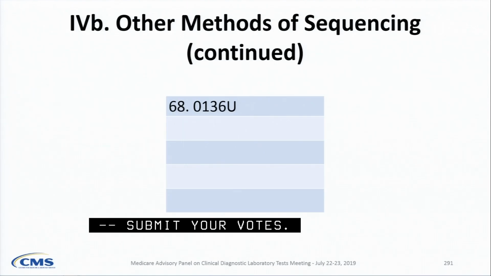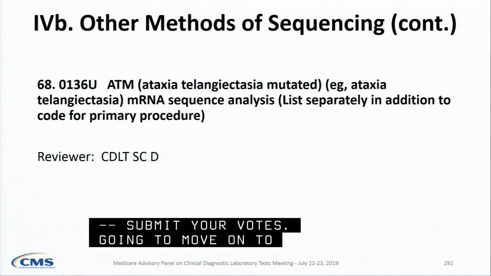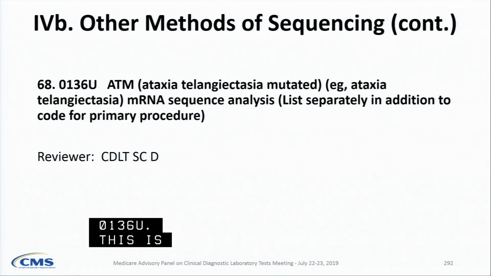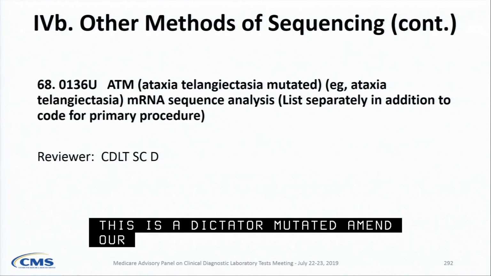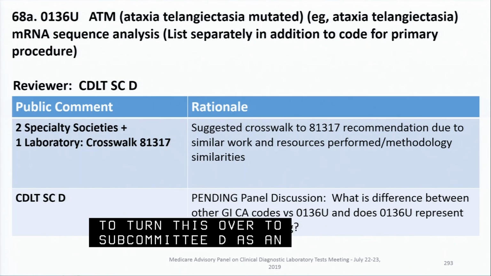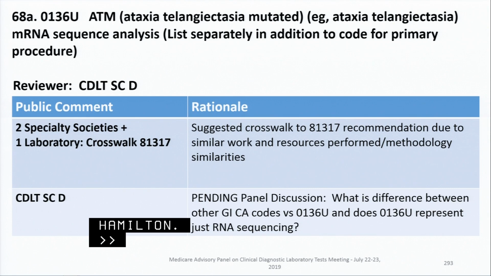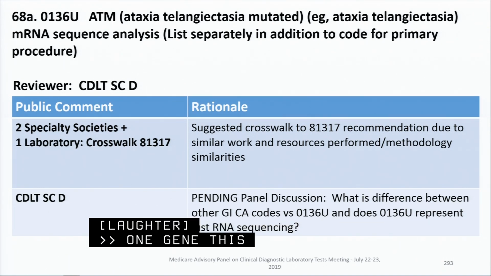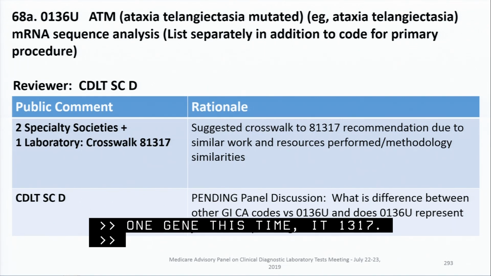Going to move on to item 68, 0136U. This is an ataxia telangiectasia mutated mRNA sequence analysis test. And I'm going to turn this over to Subcommittee D as in dog, Dr. Hamilton. And for you baseball fans, this is a change-up. One gene this time, still mRNA sequencing, 81317. Thank you. Any questions from the phone? Any questions from the folks here in the room?